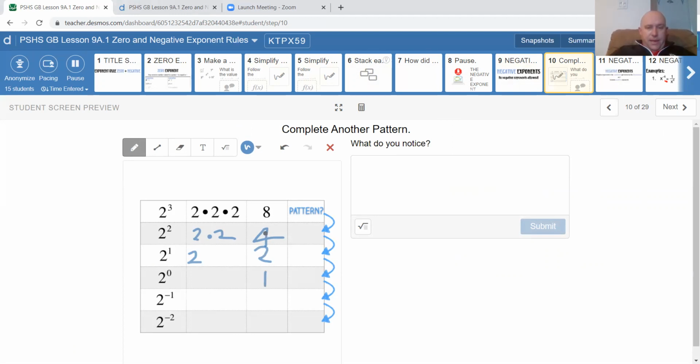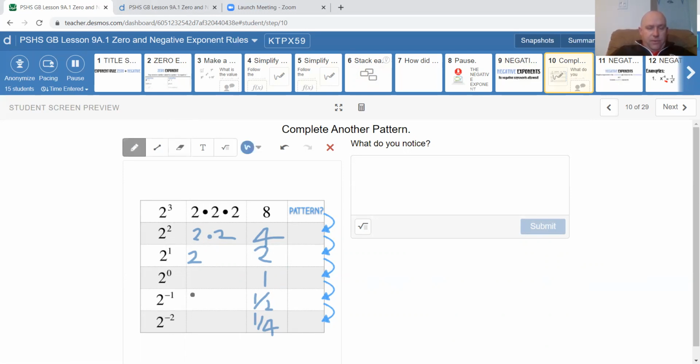Now, if we follow the pattern here, notice it's halving each time, or we're dividing by 2. So this answer here, if we continue that pattern, would be 1 over 2. And this would be 1 over 4. So notice things with negative exponents, as in these two terms here, the answer is not actually negative.